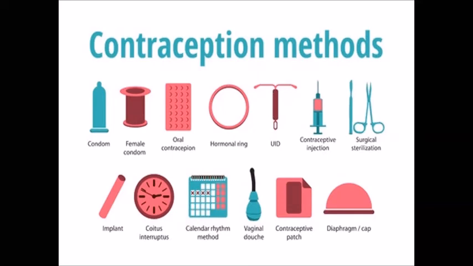Final things are you can have implants, which are put into the arm usually, and they can last up to 5 years. Or you can have surgical sterilization, such as a vasectomy, where the sperm ducts are cut or the fallopian tubes are cut. Or you can have the coil put in, which contains hormones, which will inhibit the egg development, and also it blocks the uterus, so it's less likely for an embryo to implant.